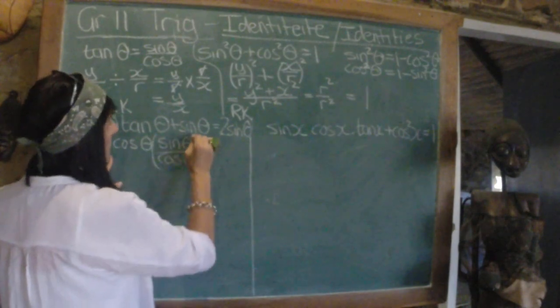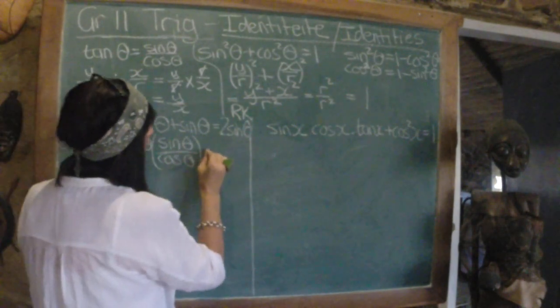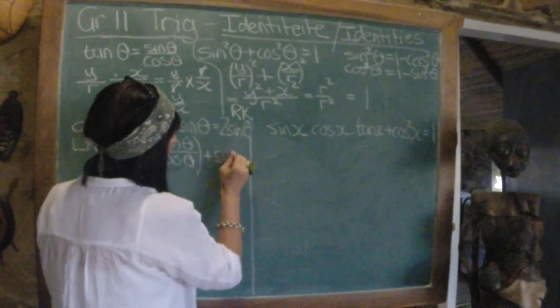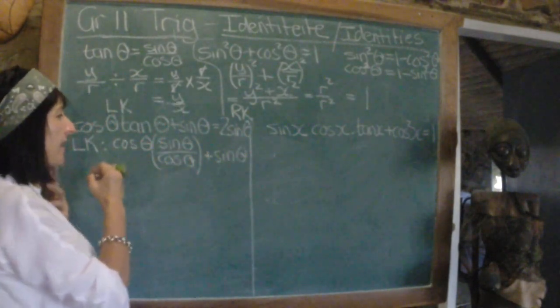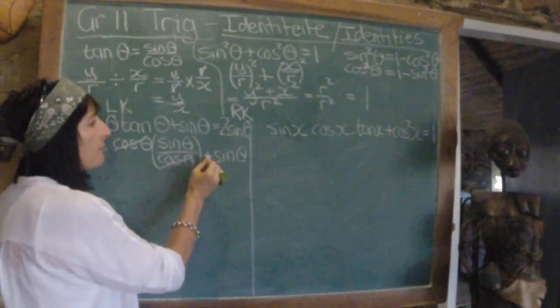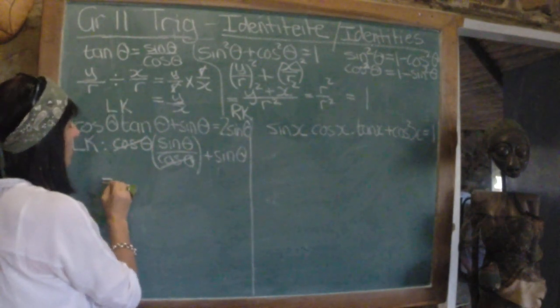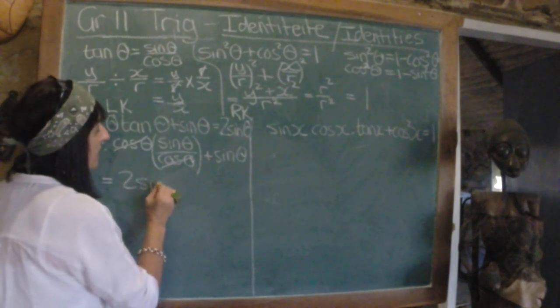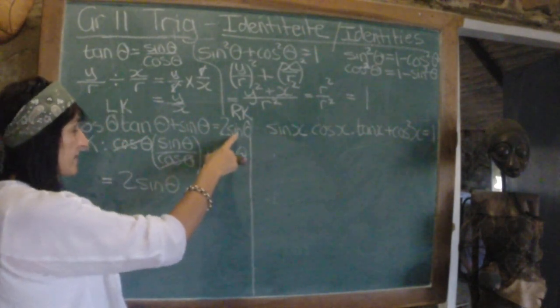I'm going to replace it in brackets. Plus the sin of theta. I'm working with only the left-hand side. Now these two can cancel, and the sin theta plus a sin theta gives me two sin thetas. And go and have a look there on the right-hand side.